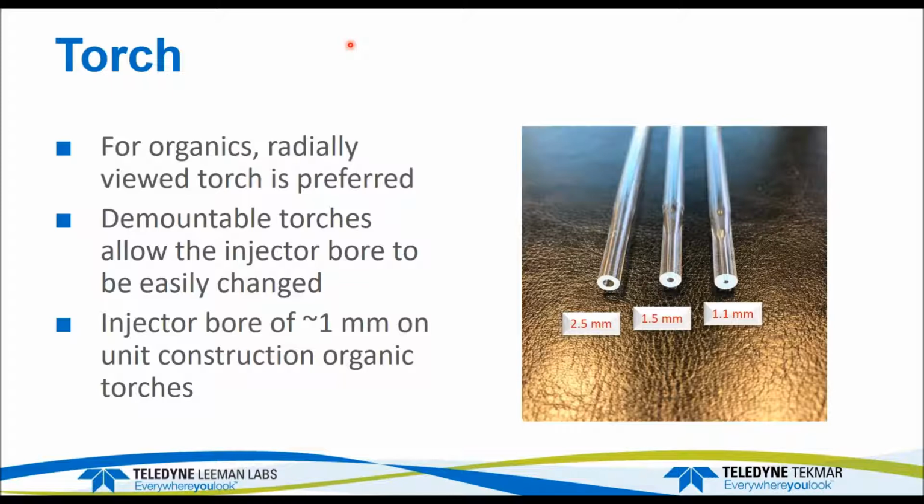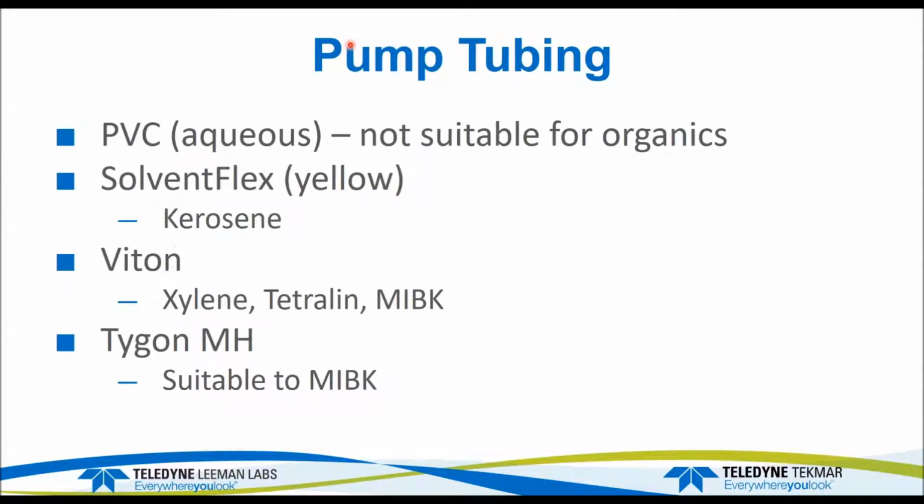If you use a unit construction or single-piece torch, then generally the organic models of those have roughly a 1 millimeter injector, so they're quite narrow. I have used unit construction torches that are meant for aqueous for organics. You just need to adjust your nebulizer pressures a little bit, maybe a different position or gas flow, and I have successfully done that. But I prefer the size in between, the 1.5, for organic analysis.